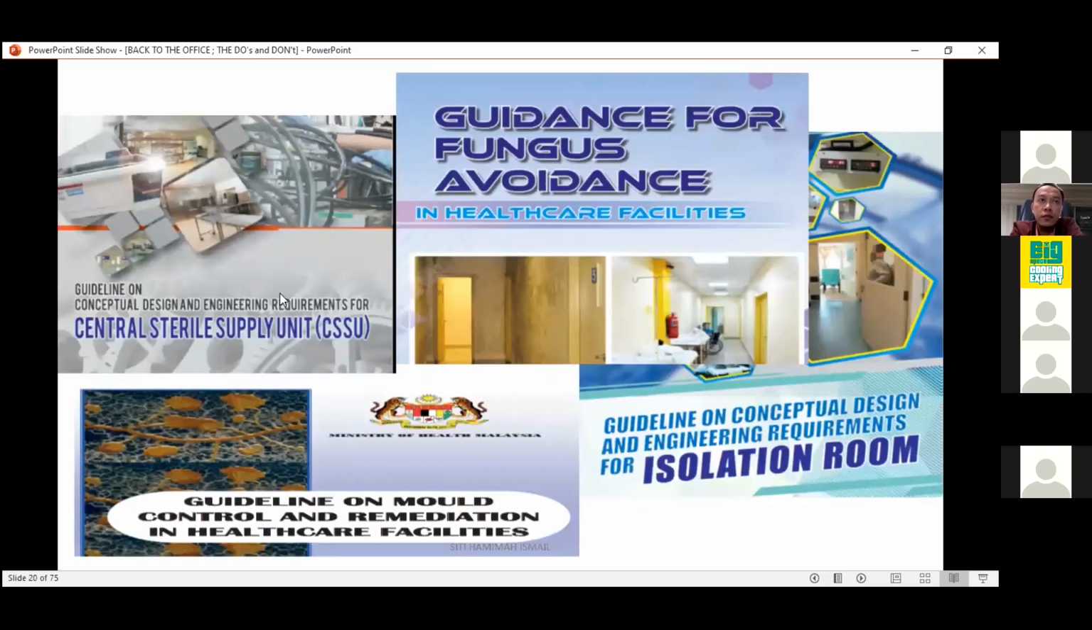Okay, for those yang biasa dengan hospitals. Okay, untuk hospitals ni macam saya cakap tadi pun sebenarnya bawah KKM, they have a different guidance untuk healthcare ya. I won't touch here in detail, mungkin next session. Tapi here before COVID pun sebenarnya kita dah ada guideline on the conceptual design and engineering requirement untuk CSSU. And then untuk fungus punya avoidance in healthcare facilities. This guidance is very good.